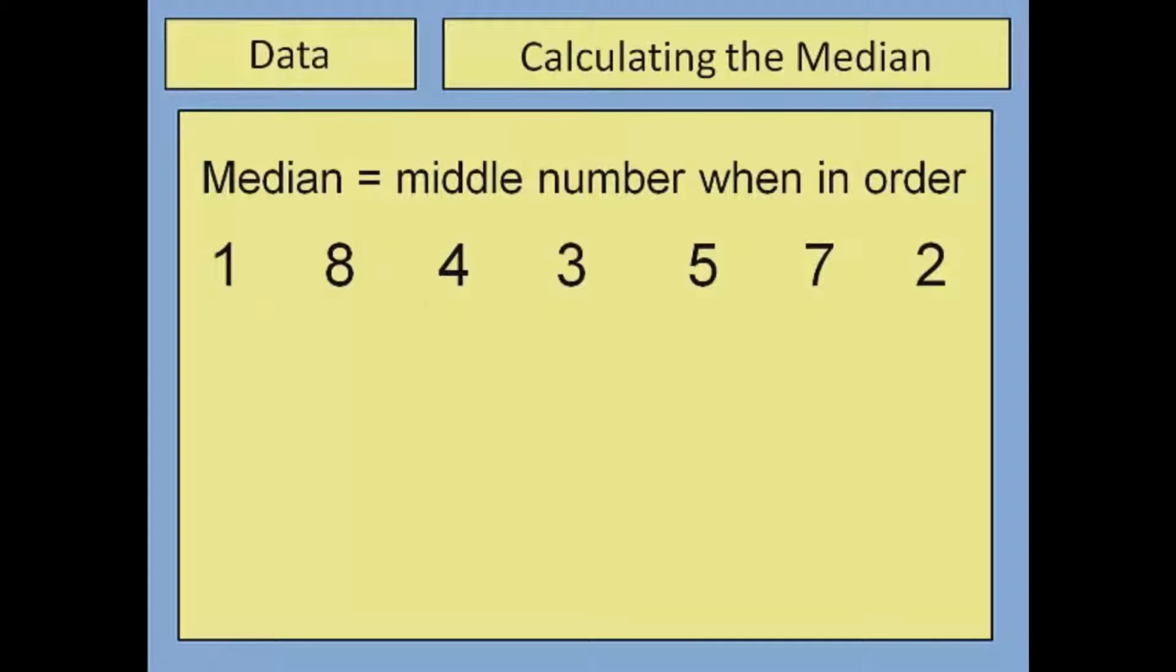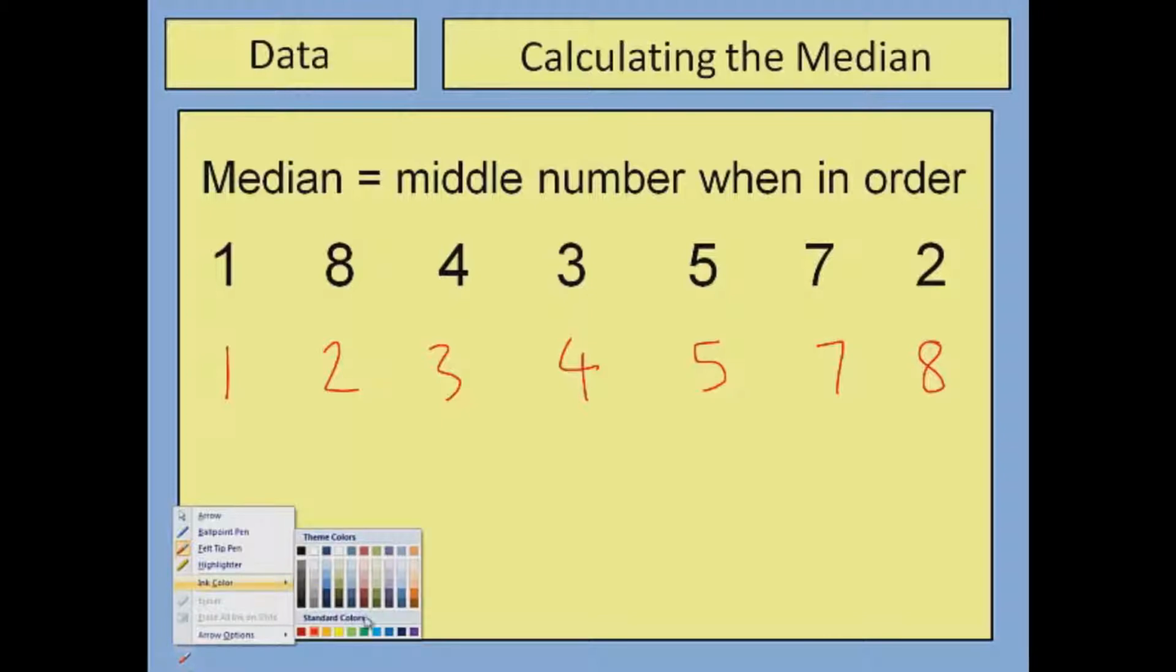The first thing we need to realise is that these numbers currently aren't in order, so we need to put them in order. You'd have 1 as the lowest, then 2, 3, 4, 5, 7 and 8. So we've put them in order, we need to find the middle number.